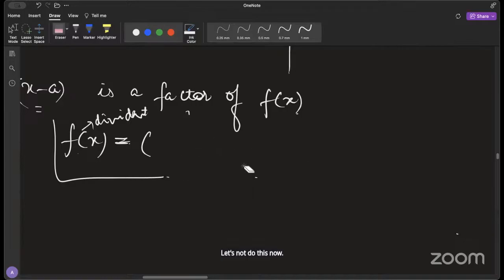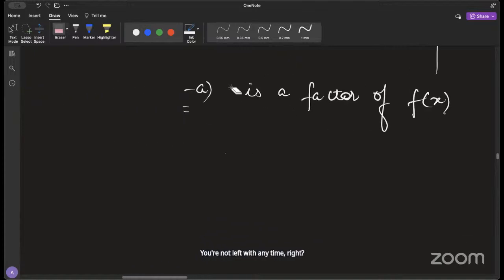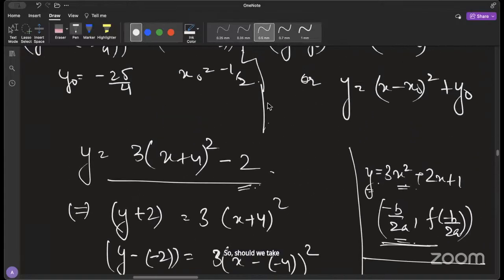Let's do a couple. Are we left with any time? We're not left with any time, right? We can discuss a few questions if you want, which we'll obviously be doing in later sessions. In tomorrow's session, we'll be doing questions. So should we take up some questions or is this enough?